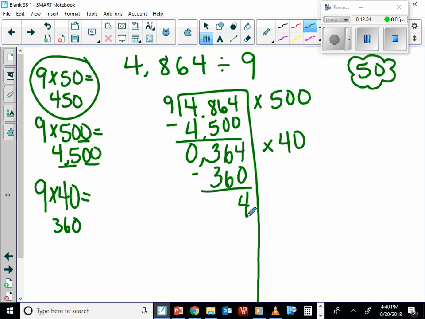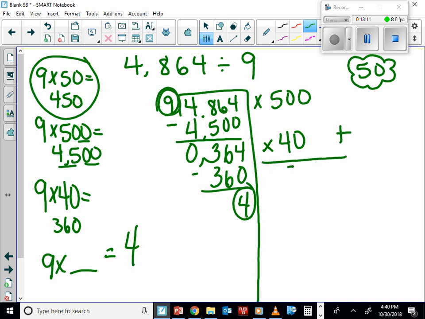Okay, this number right here is less than this number here. So that means I'm done. In other words, do I have anything that 9 times whatever can equal 4? No, that's not possible. So that means I'm done. That's going to be my remainder. 500 plus 40 is 540. Yes, your child should be able to add those mentally in 4th grade. If they can't, it's okay though. It doesn't mean anything bad, but they should be able to.